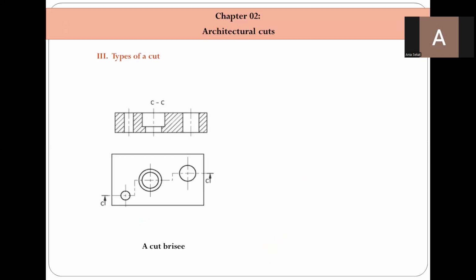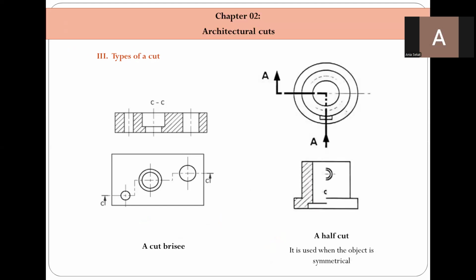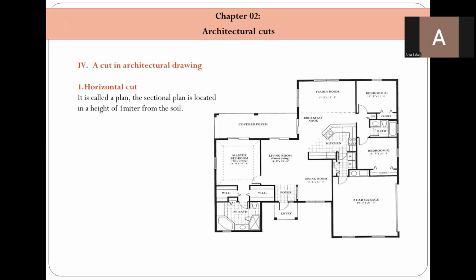We have two types of cuts. First, a broken cut, and second, a half cut. It is used when the object is symmetrical.